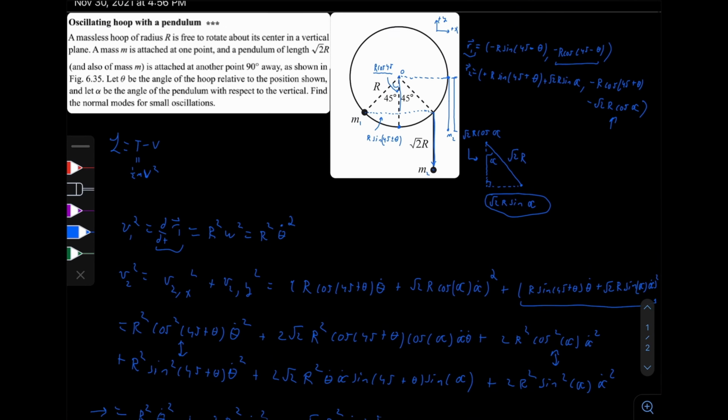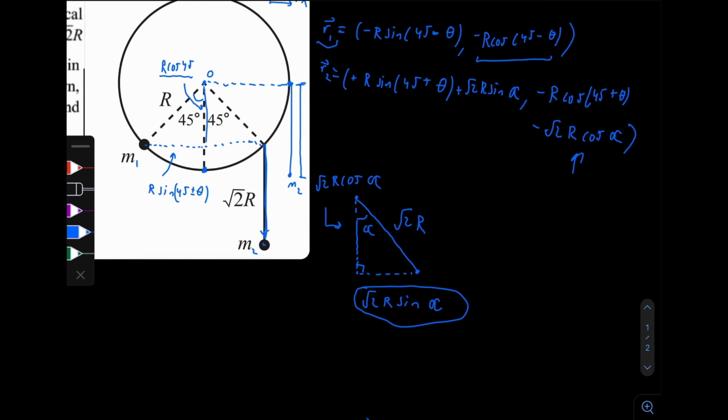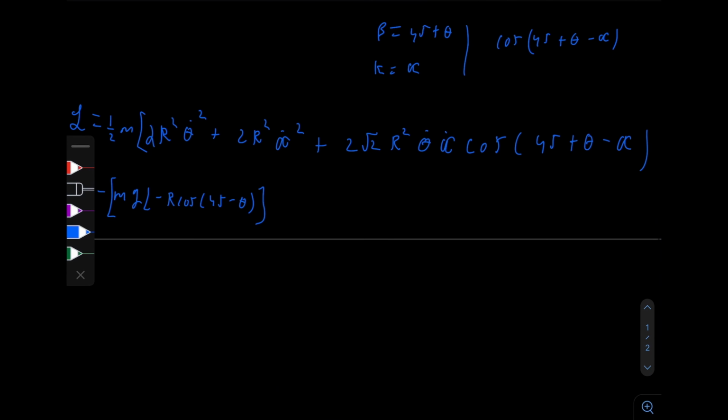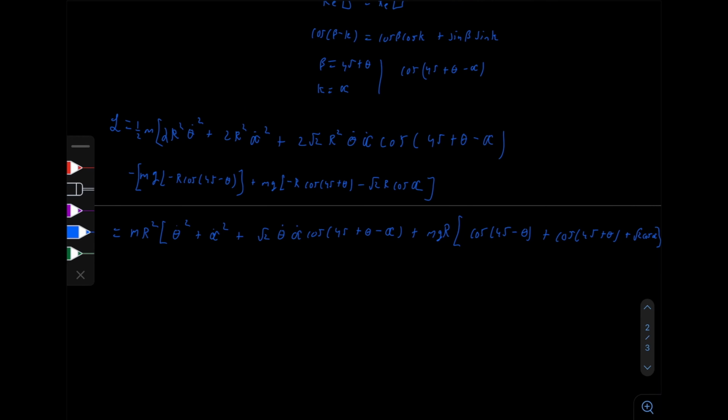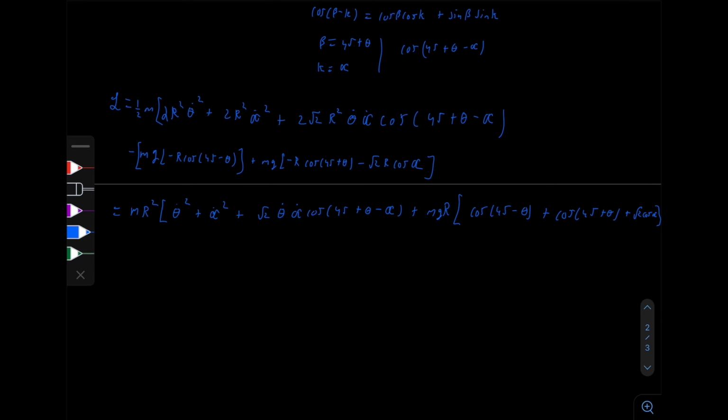Okay, and then for the pendulum, we have this guy. So we'll have a plus mg times negative r cosine 45 plus theta minus root 2r cosine of alpha. Let's do some simplifications. That's the Lagrangian. Pat yourself on the back.